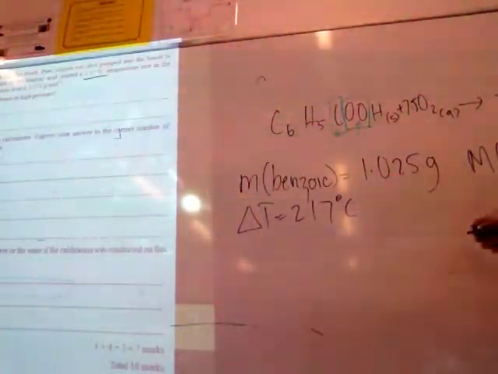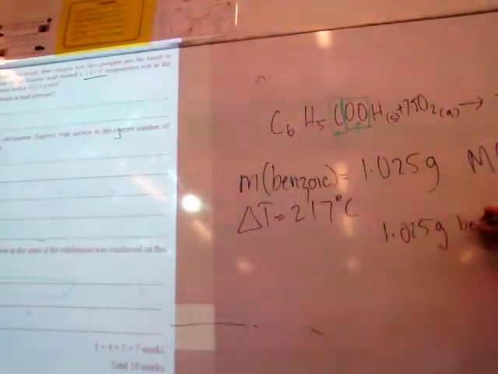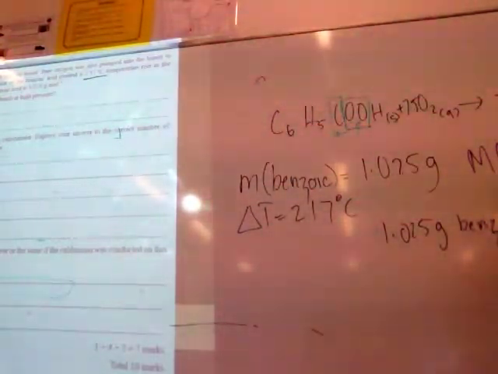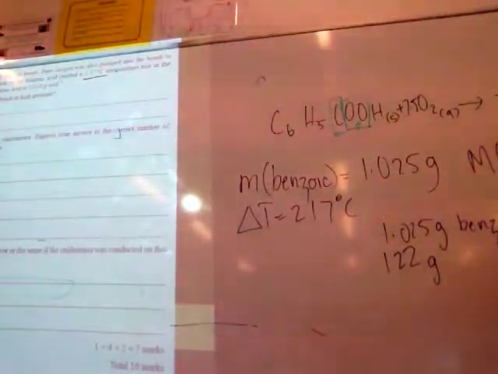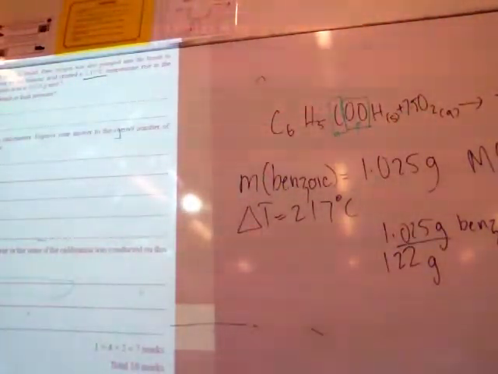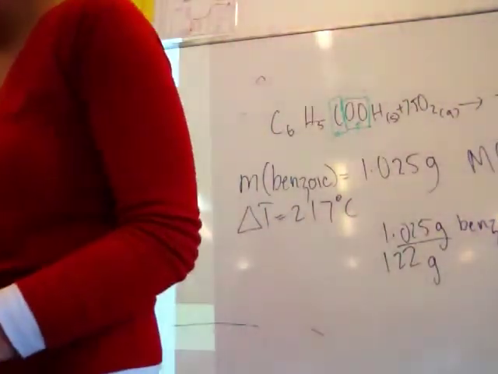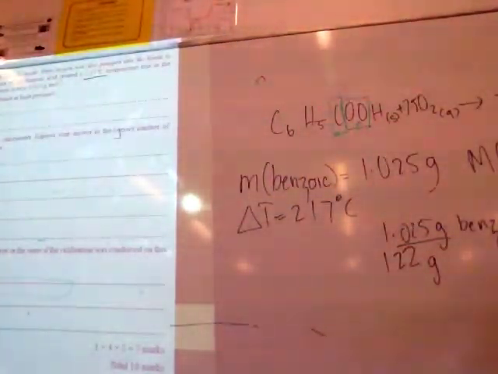Okay, I would just do it really quick. Do you know what I would do? 1.025 grams of benzoic equals X because 122 grams gives me 3,227 kilojoules. My ratios, they save your life. I've told you before. I don't bring my calculator, but I have 12.5 kilojoules. Does that sound right? Yeah.